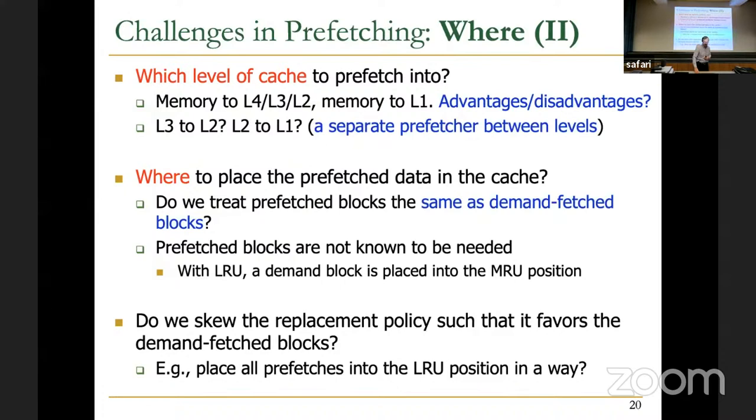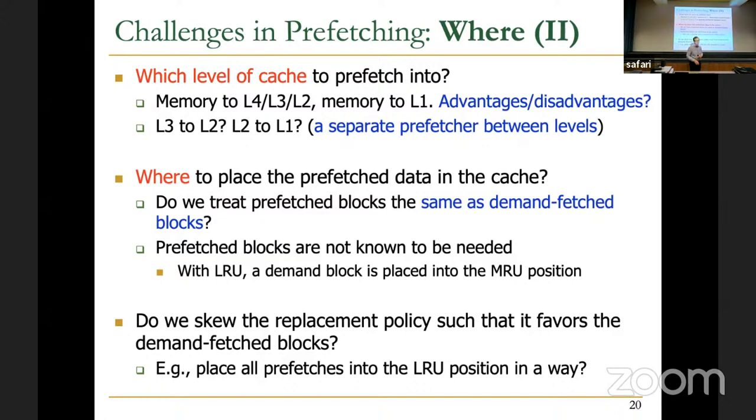I discussed this. Do you skew the replacement policy such that it favors the demand fetch blocks? Yeah, I discussed this. I don't think that's a good idea in general. And we discussed this also, right? When we talked about prefetch aware memory controllers, whenever you try to schedule between a prefetch and a demand request, sometimes you may want to prioritize prefetch requests that hit in the row buffer, for example, because those prefetch requests are quickly going to get the data from the row buffer, whereas a demand request is going to open a new row. And you still need to service that prefetch that's going to close that row and reopen the row that you just closed. So you need to be careful, basically, what you do with prefetches.